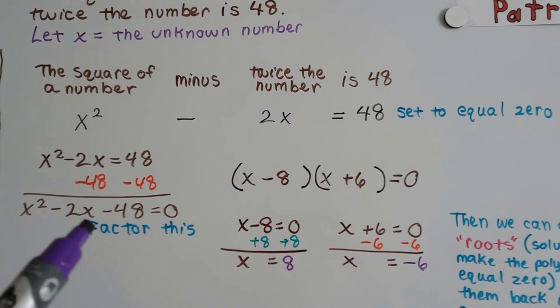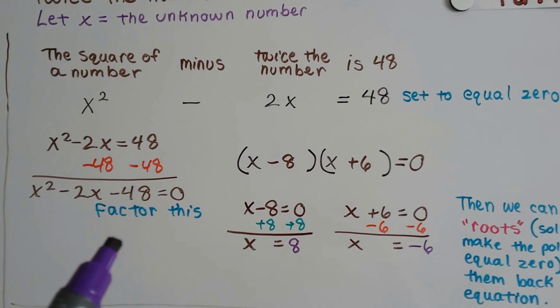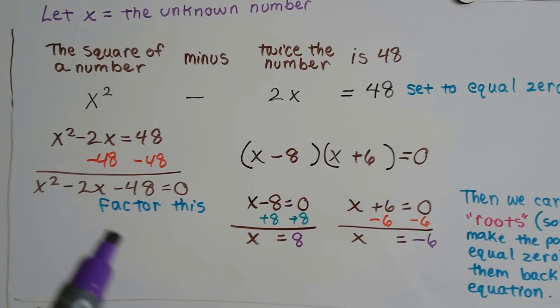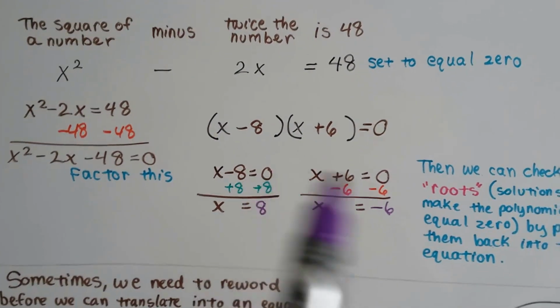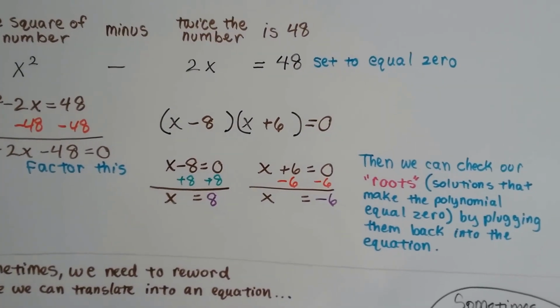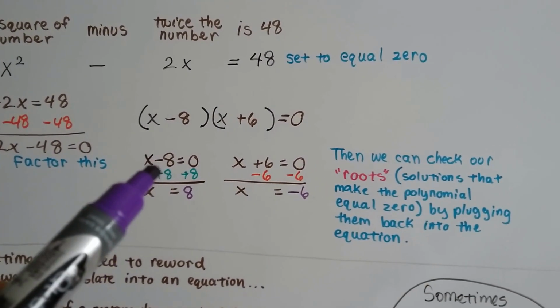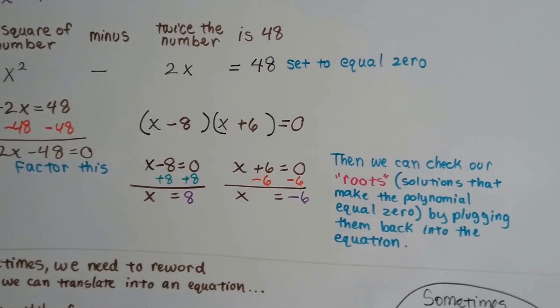Now we've got x squared minus 2x minus 48 equals 0. We factor this. We find 2 numbers whose product is negative 48 and whose sum is negative 2. And we get negative 8 and positive 6. We break them apart, and we can solve them with properties of equality, adding 8 to each side and subtracting 6 from each side. We get x equals 8, x equals minus 6.